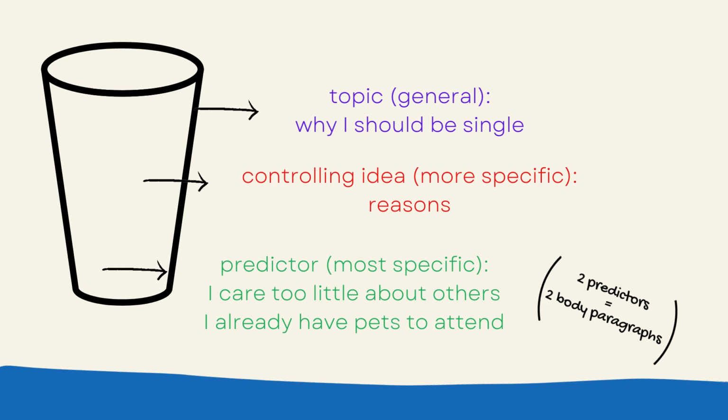Since there are two predictors, you should have two body paragraphs. One body paragraph for I care too little about others, and another body paragraph for I already have plans to attend.